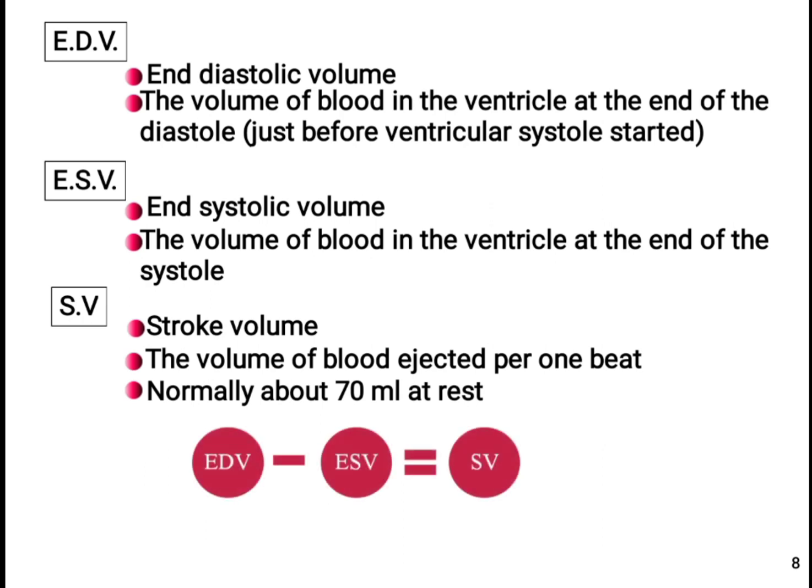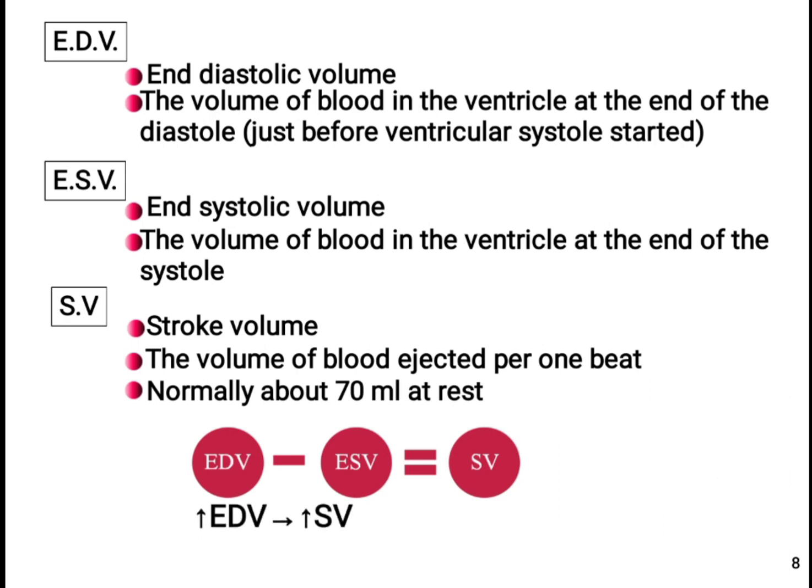When you look at the end diastolic volume and subtract the end systolic volume, you end up with what we call the stroke volume. So when you take the end diastolic volume, subtract the end systolic volume, the blood that was pumped out, from the blood that entered the ventricles, what you remain with is the stroke volume.